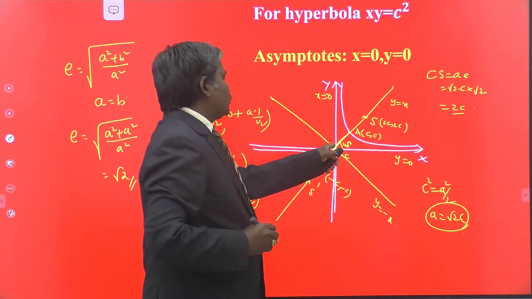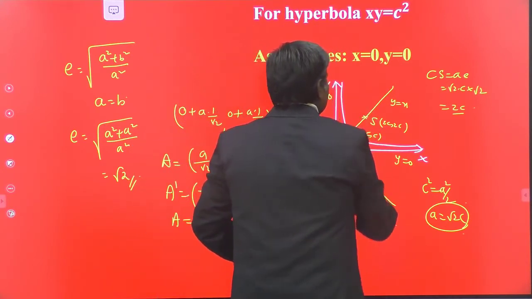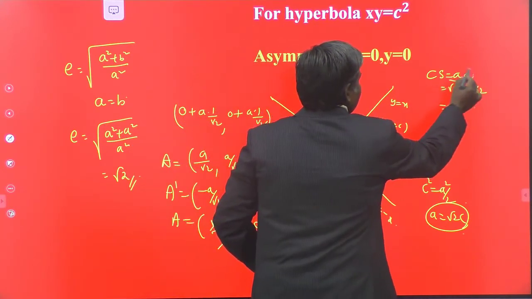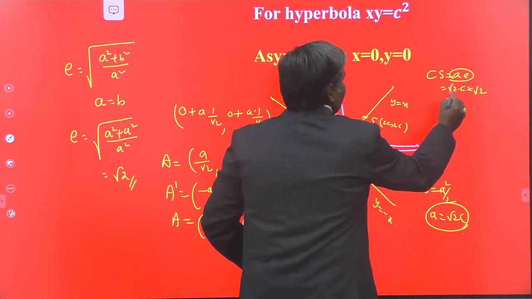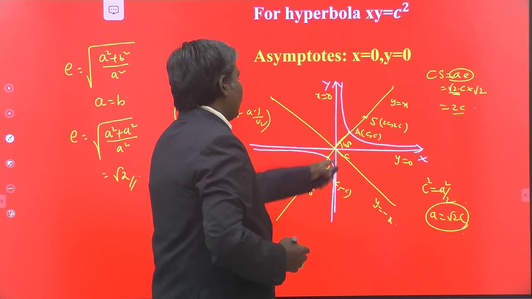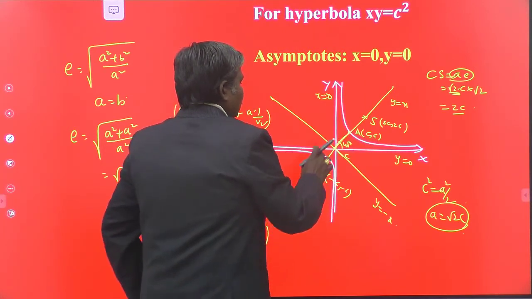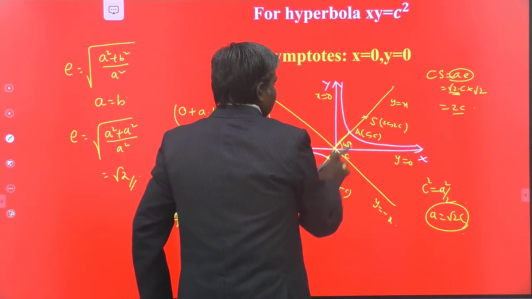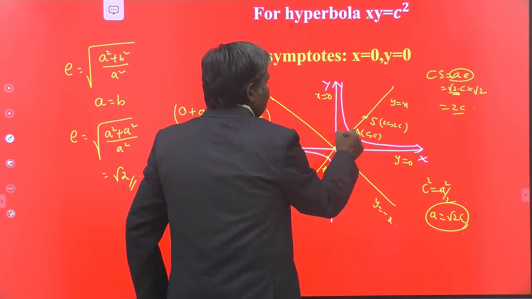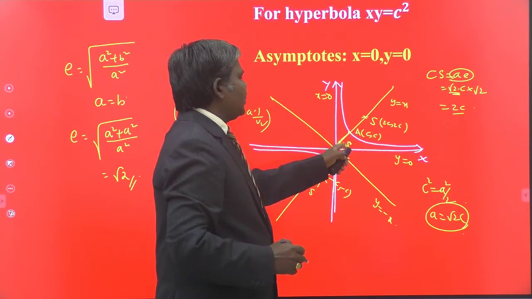Am I correct or not? So what is the distance from C to S? CS is equal to AE. A is nothing but root 2c, and E is equal to root 2. So the vertices are what? C comma C, and this is minus C comma C. The distance from here to here is root of c square plus c square, that is root 2c. It is nothing but AE.